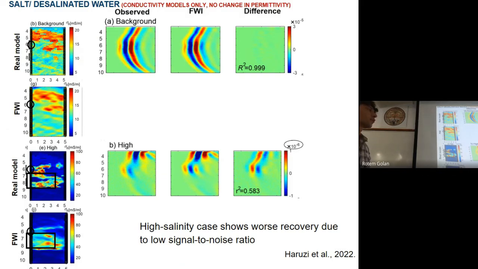Also, we see that the difference between the observed and the model data is less good than when the conductivity is lower. The frequency is 100 megahertz? We use the 200 megahertz.